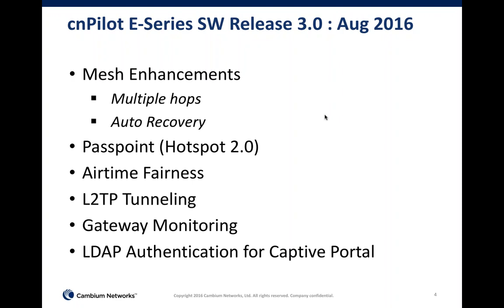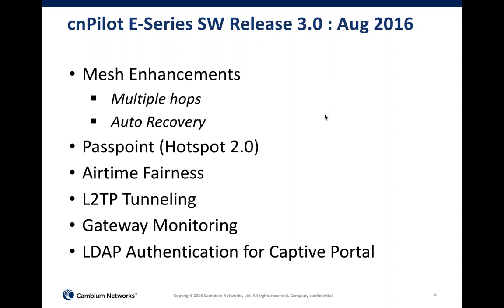For carrier grade deployments, we've added support for Passpoint, also called Hotspot 2.0. Airtime Fairness is a feature that would help in a lot of dense deployments if there are slower clients, and slower being legacy clients like 11A and 11G in the presence of newer 11N and 11AC clients. We've added support for L2TP tunneling for cases where a customer would like to aggregate all the traffic from an access point onto one concentrator.